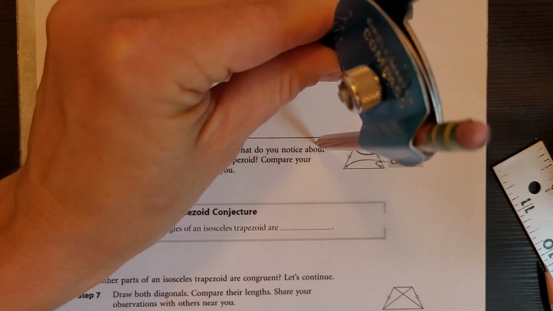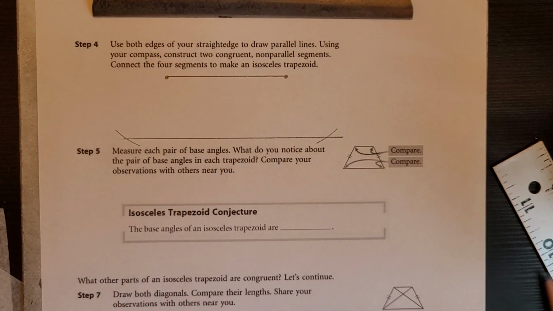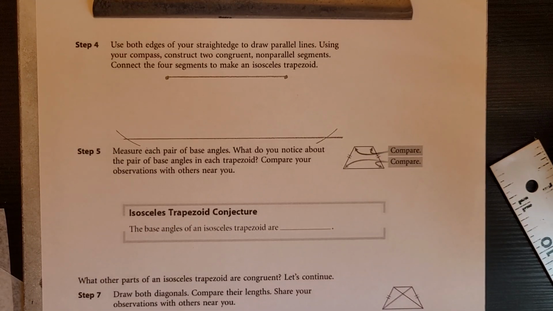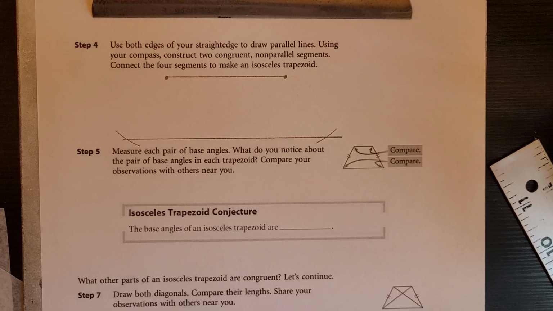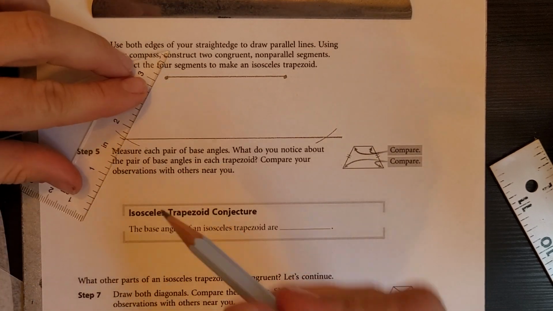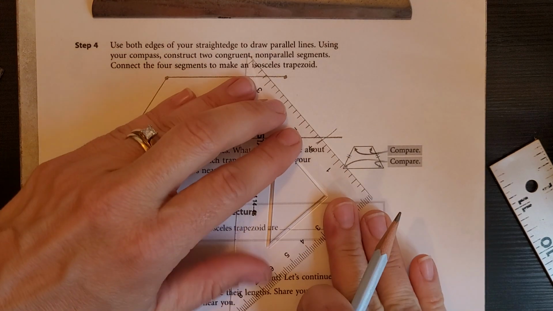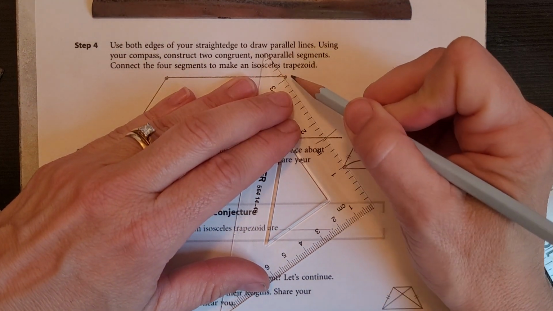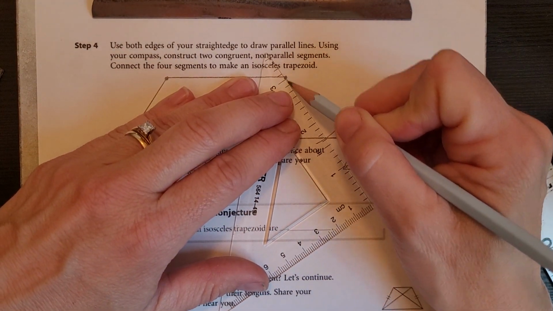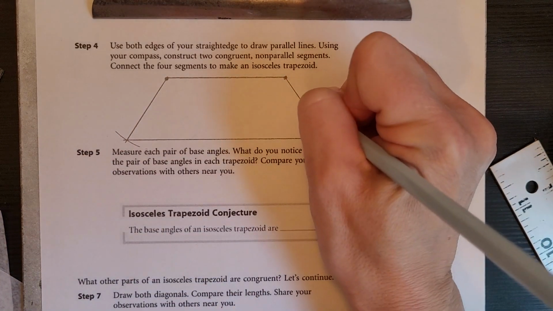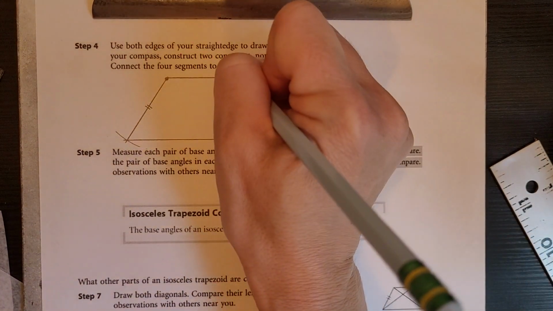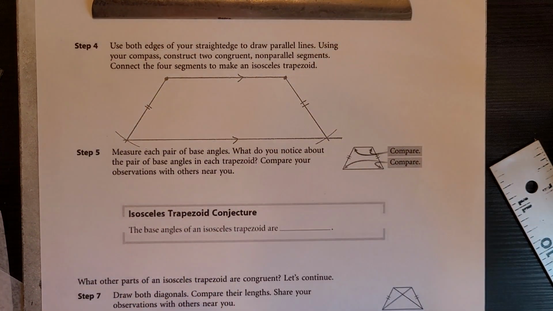I'm not changing my compass setting because I want those two segments to be the same length. And now that they are the same length, I can go ahead and connect them. And now I know that I have an isosceles trapezoid. So I've got that, congruent, and those parallel.